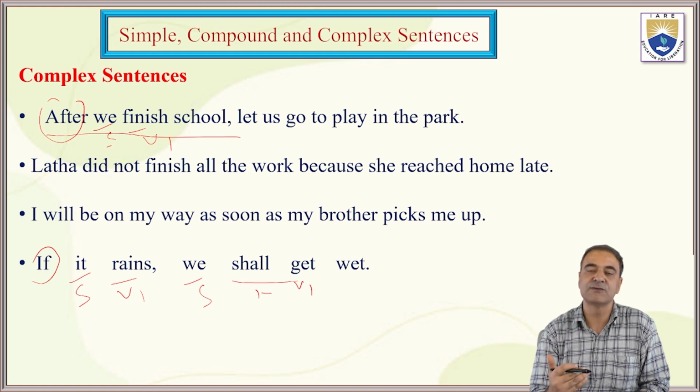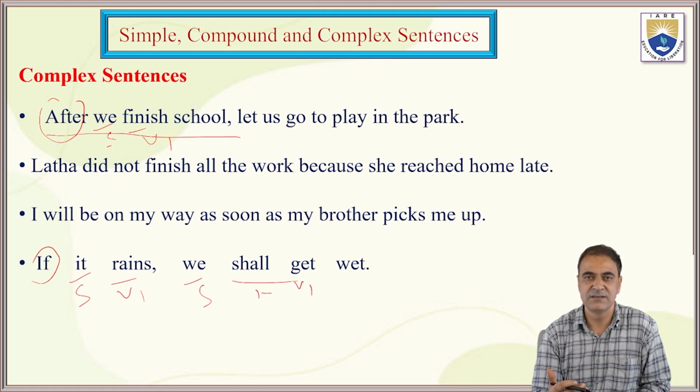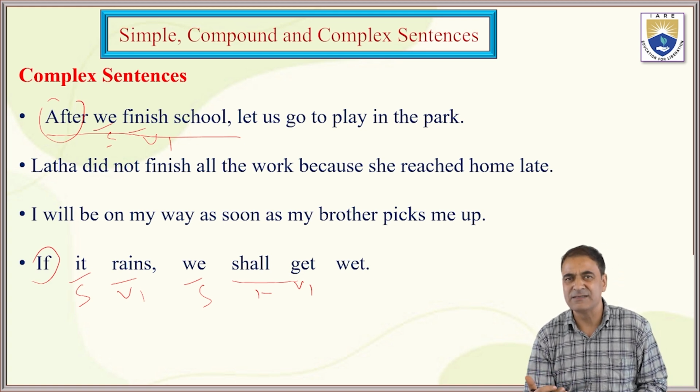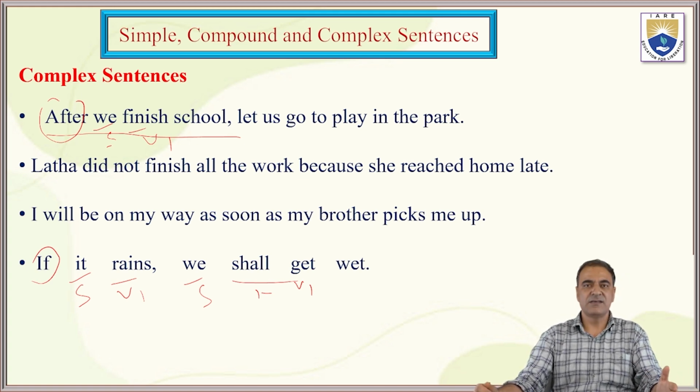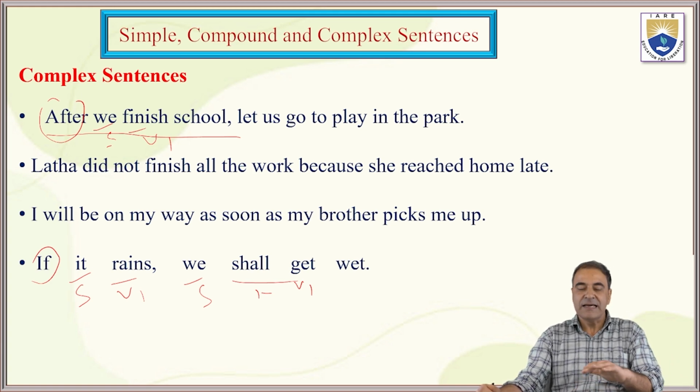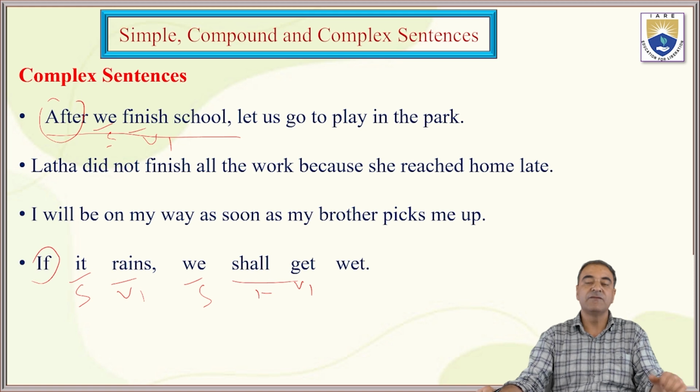If I separate this clause from the main sentence, it doesn't give complete sense. If it rains, what next? What then? If it rains, it doesn't give complete sense, it doesn't give complete meaning. Therefore, we can say that this is a subordinate clause. Now look at the next one. We shall get wet. It gives the complete sense, it gives the complete meaning. Therefore, it's a main clause.